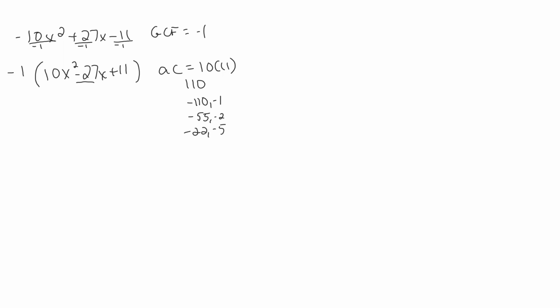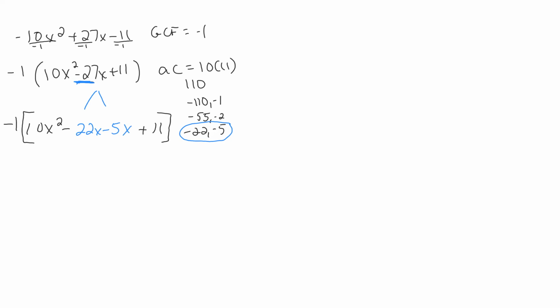Now, what I've done in the previous examples is I went ahead and I found all of the factors of AC, but I could go ahead and just stop here because what do you notice? I noticed that -22 and -5 add up to -27. So here's how this is going to play out. I'm going to bring down that original GCF of -1. And then inside parentheses, I'm going to break down my 27x as -22x minus 5x. And then the rest of the trinomial stays the same.